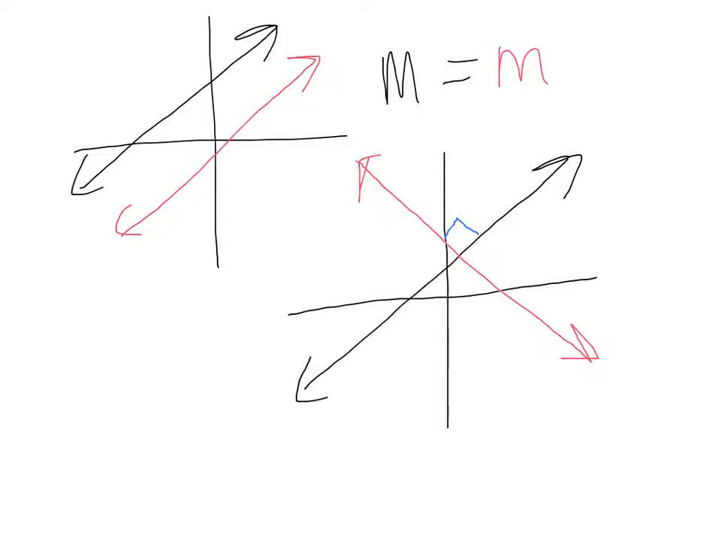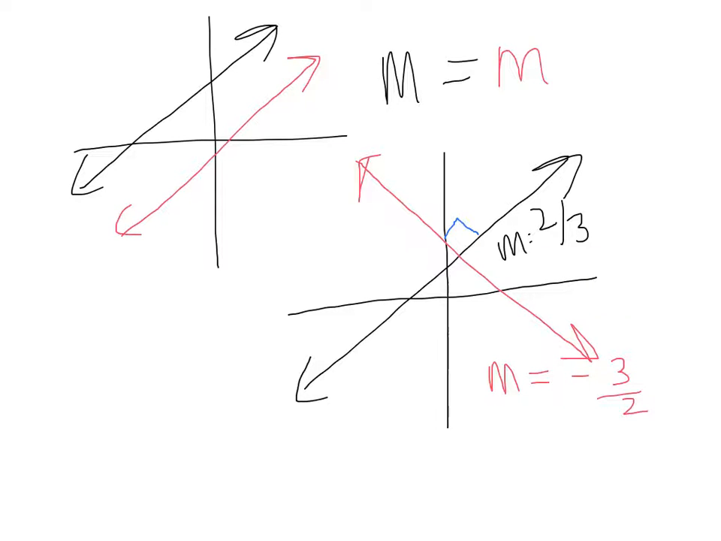So for two lines to be perpendicular, assuming they're not horizontal or vertical, what has to happen, if the slope of this black line is, say, 2/3, then the slope of the red line has to be what we call the negative reciprocal. Negative means, since the black one was a positive 2/3, this one's going to be negative, and reciprocal means flip it over.